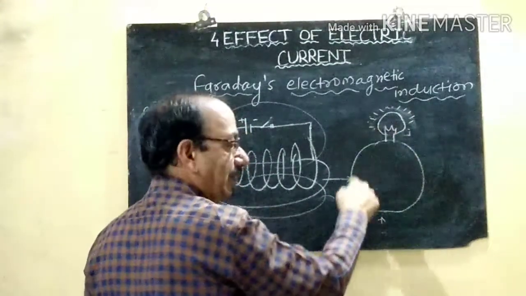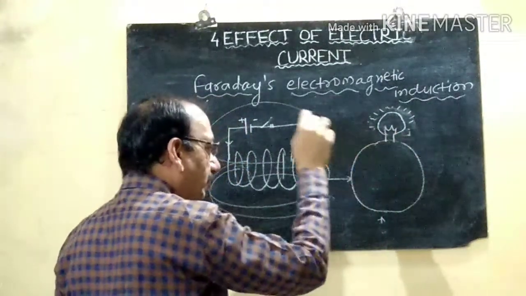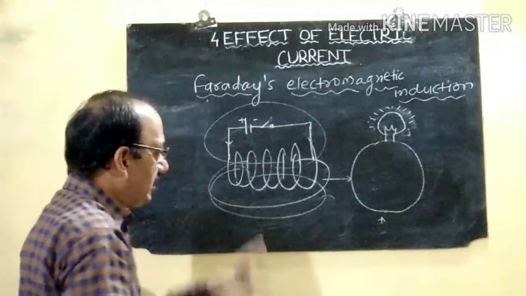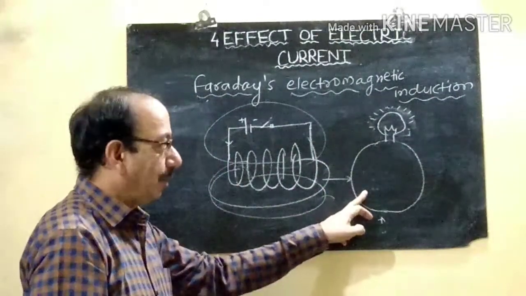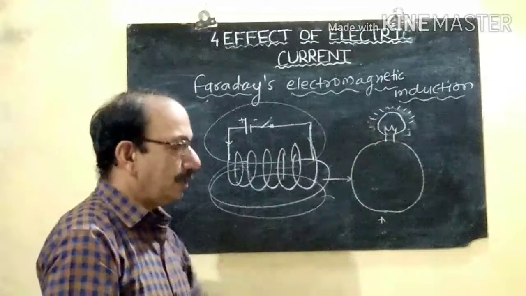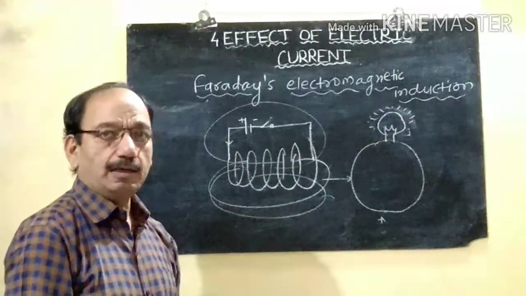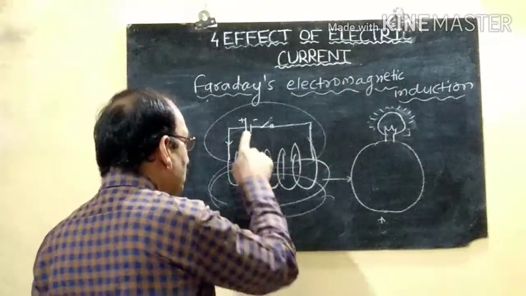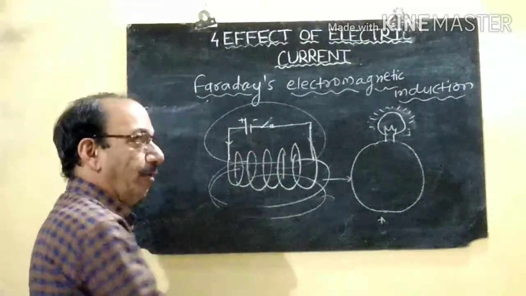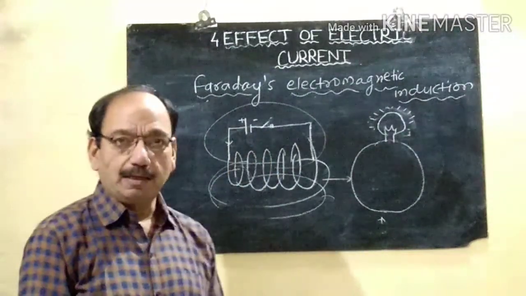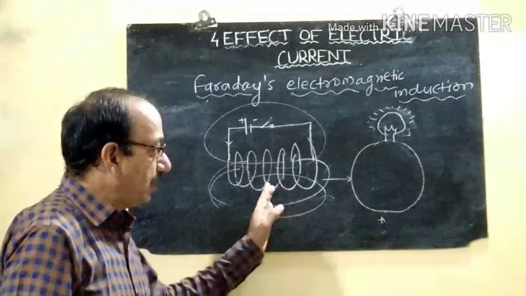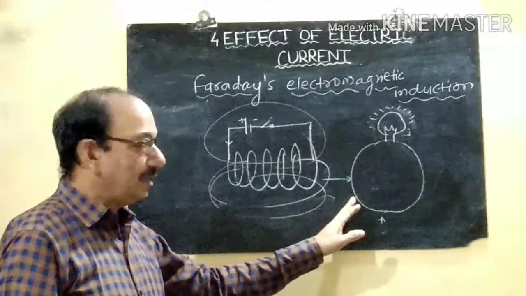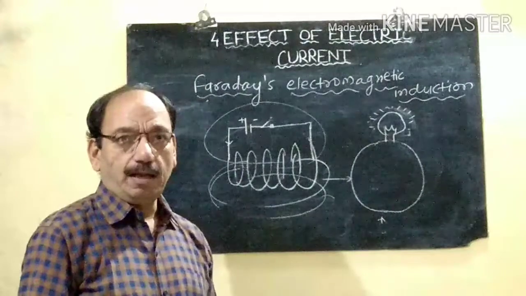The light connected in this coil proves that when there is a change in magnetic field, it causes the production of electrical current. Without using any battery, without using any chemical, we can produce electrical current. This research was done by Faraday.